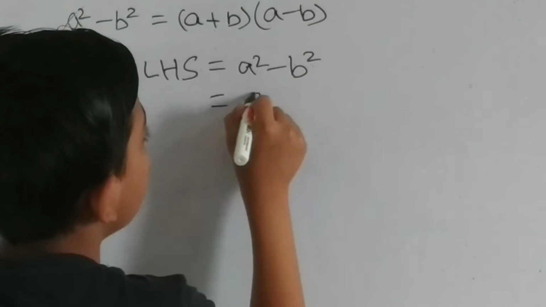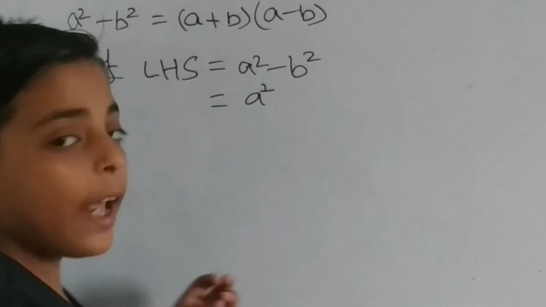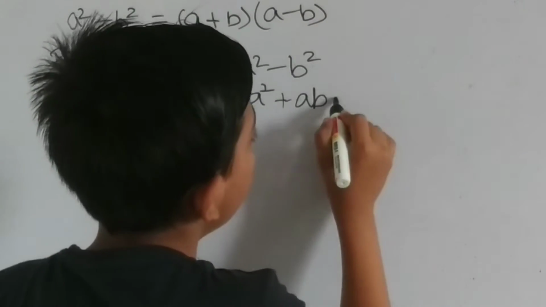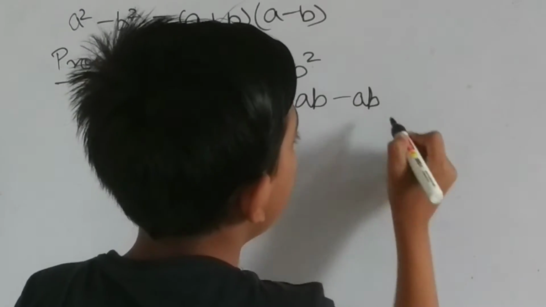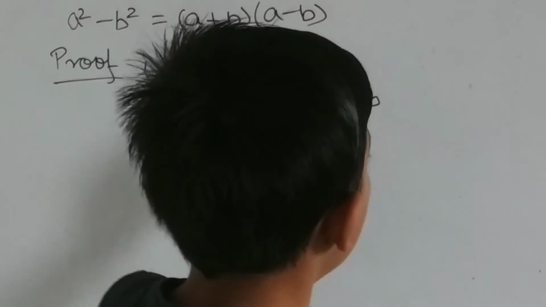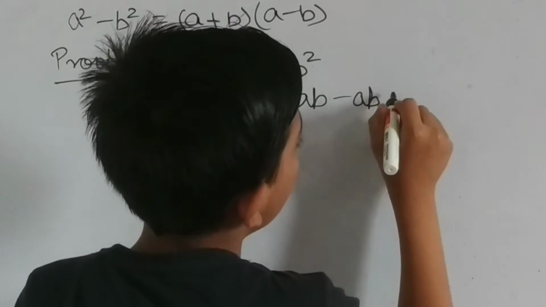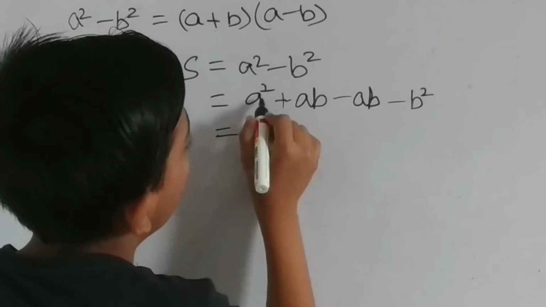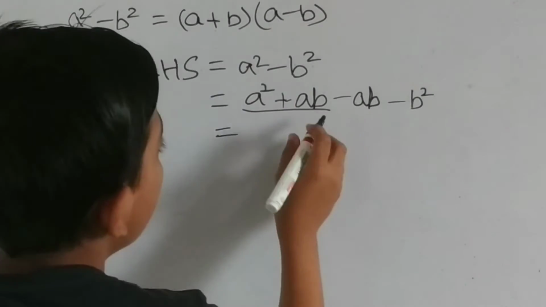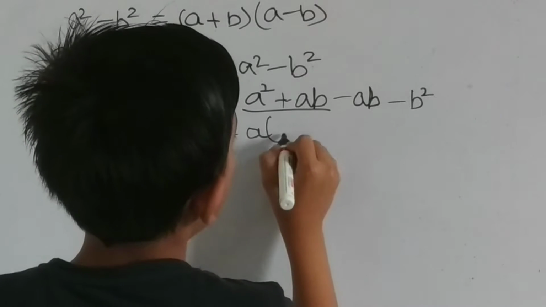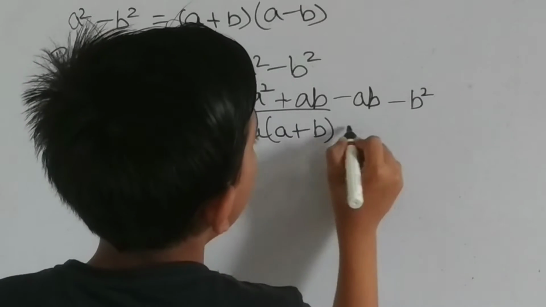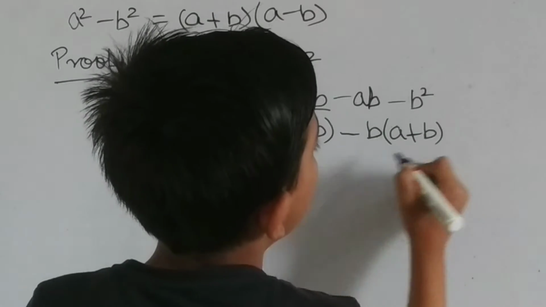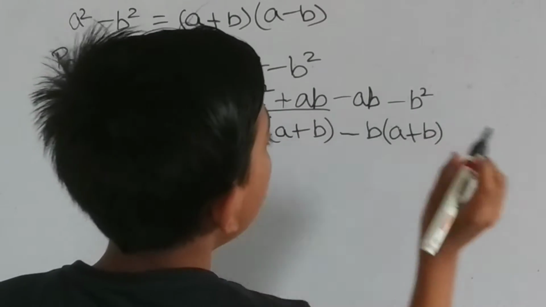Now a square. Now we will add ab. It is the rule of mathematics that if we add anything, then we should subtract it. So we have to subtract ab also. Now here, minus b square. Now in this term a square plus ab, a is common, in bracket a plus b. Then here b is common, in bracket a plus b, because minus and minus will be plus.